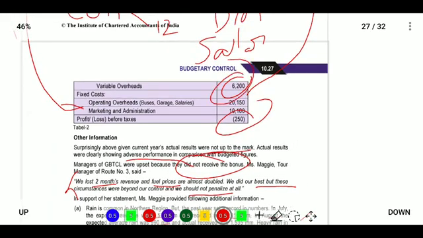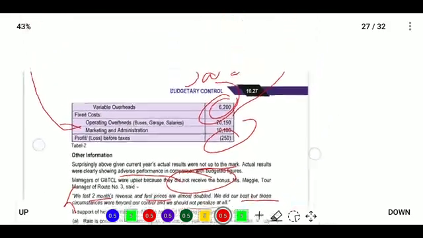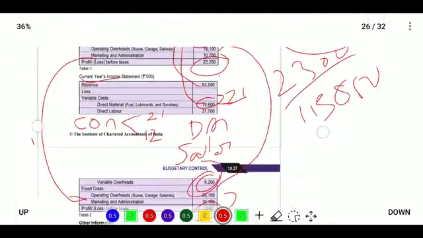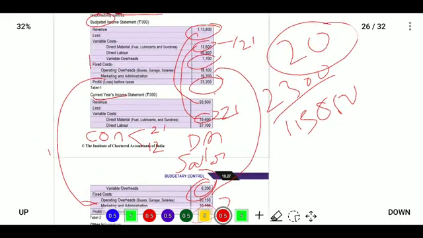This is the operating expenditure, operating overhead. Operational expenditure means operating, that is variable overhead. It was 6000. Here we see 6200. Here we have 7200, 7000. We will take this operating expenditure variable overhead, that is 7700. That is 7700 minus 6200.